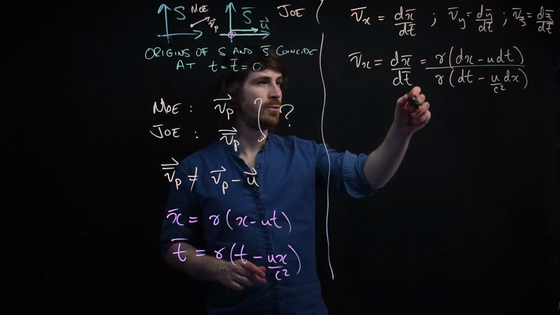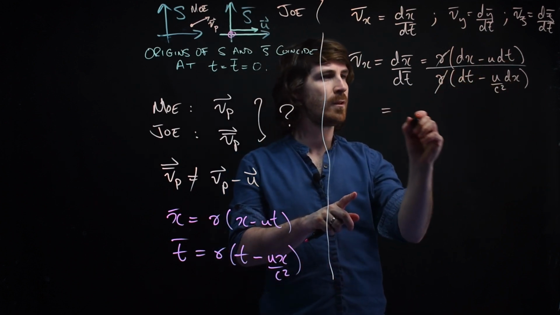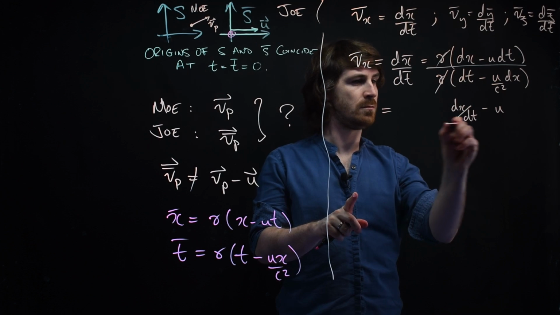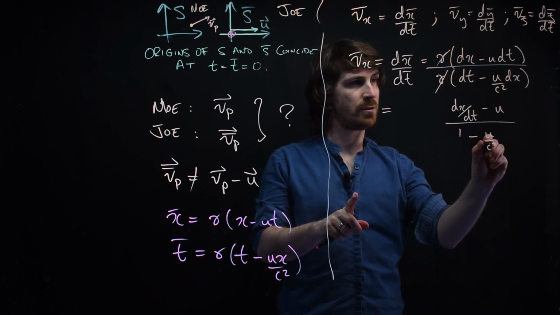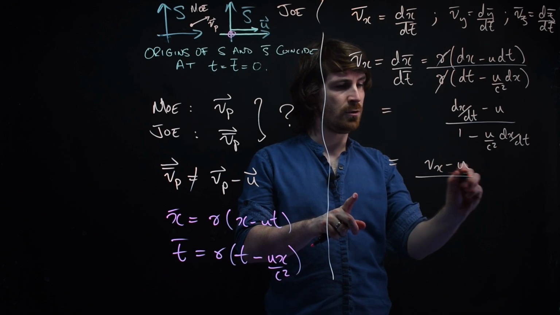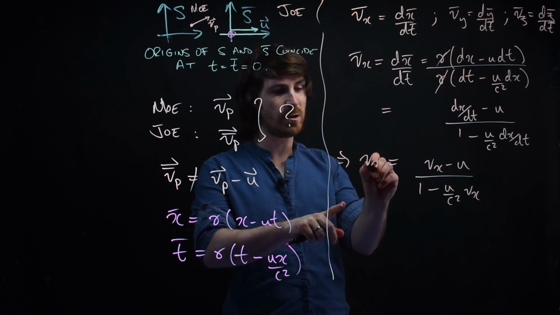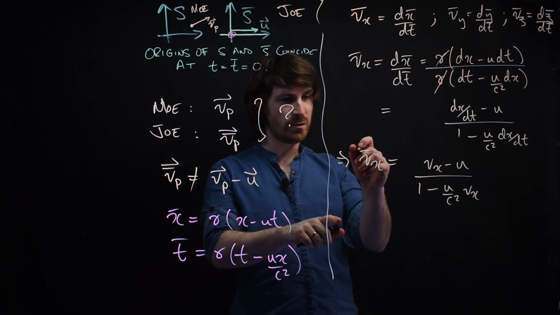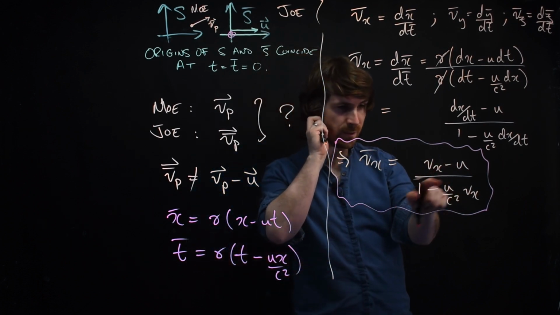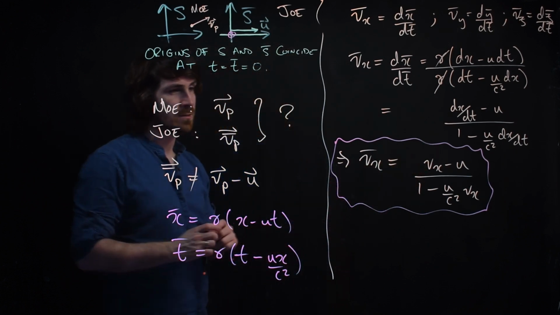If we divide through by dt unbarred, the gammas cancel, and we see this equals (dx by dt minus u) over (1 minus u over c squared dx by dt). And this is just (vx minus u) over (1 minus u vx over c squared). So we find that vx bar is equal to not just vx minus u, but vx minus u divided by this thing. So this is the transformation of velocities in special relativity.